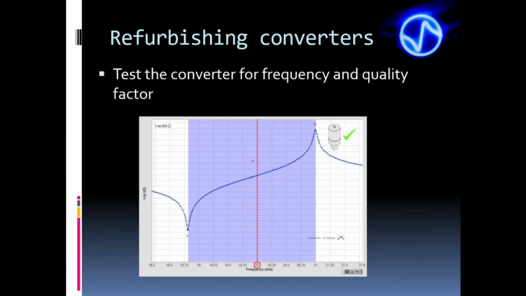After refurbishing, it's necessary to test the converter using TRZ, as we have already learned.